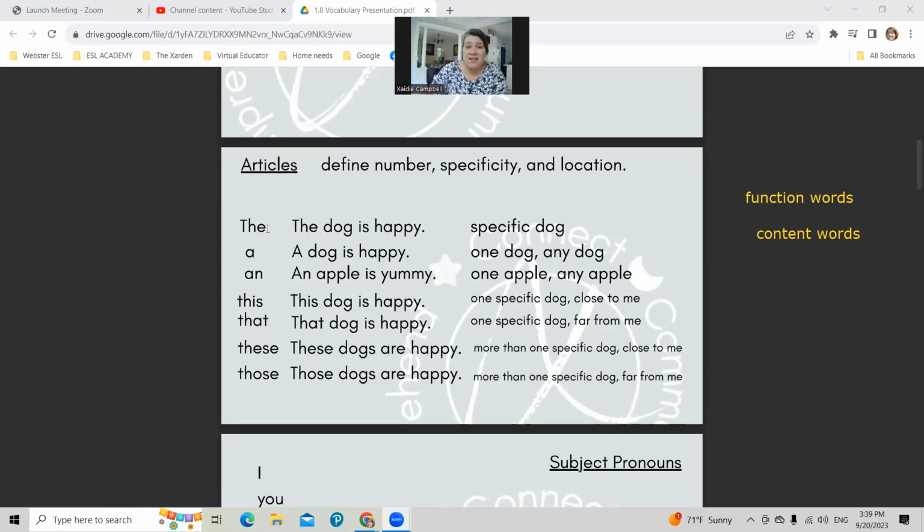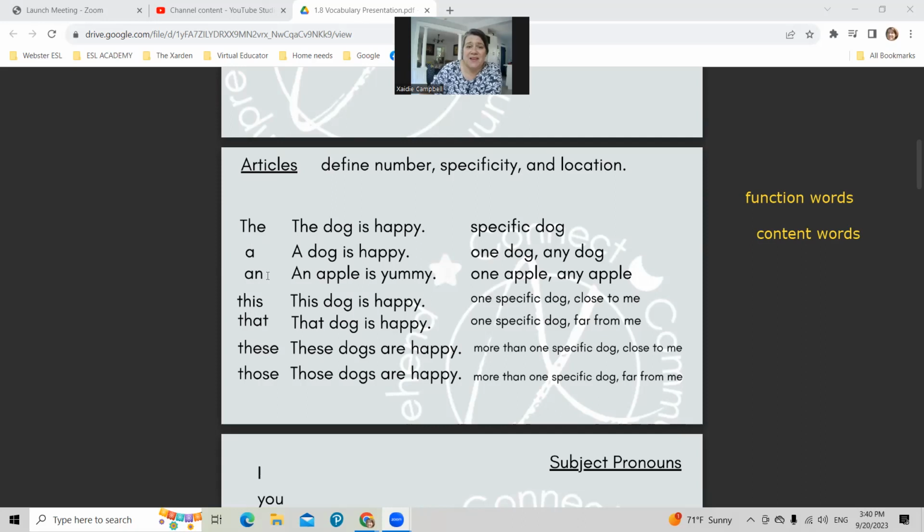We have the, we put our tongue between our teeth, the. We have the dog is happy, the. We're talking about a specific dog. My dog, not just all the dogs. A dog is happy. We're talking about just one dog, and it's any dog, not a specific dog.